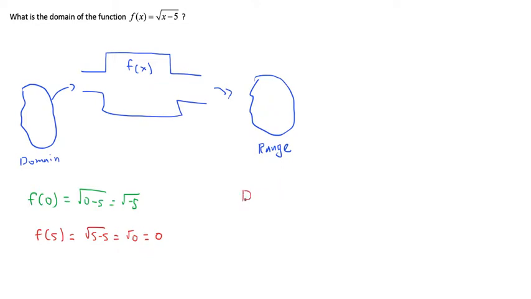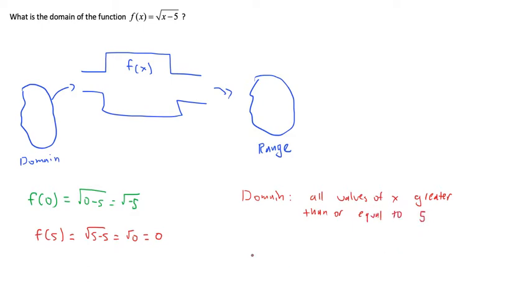So how can we give the answer? Now remember, we should always give the answer in interval notation. So we can say in words, all values of x greater than, or equal to, because in this case x could equal 5. So all values of x greater than or equal to 5.